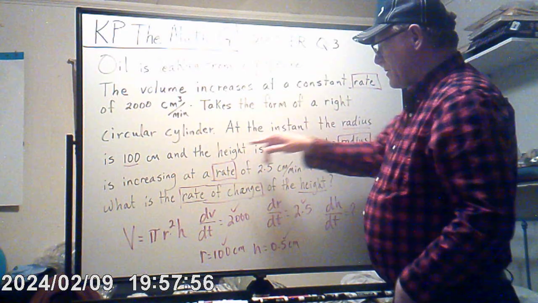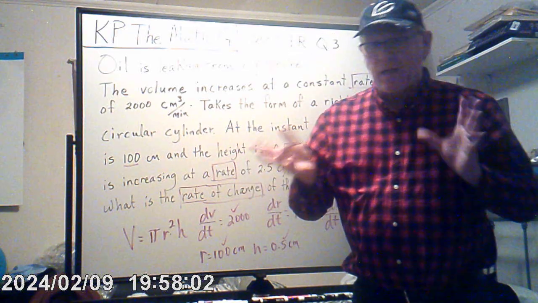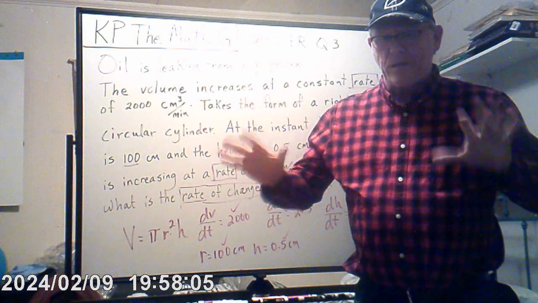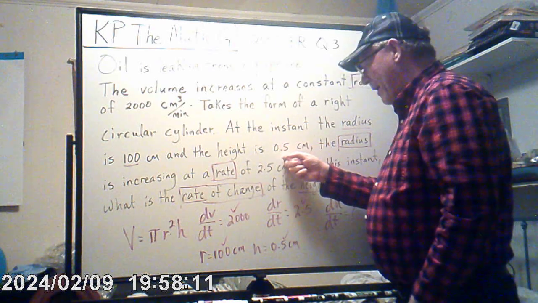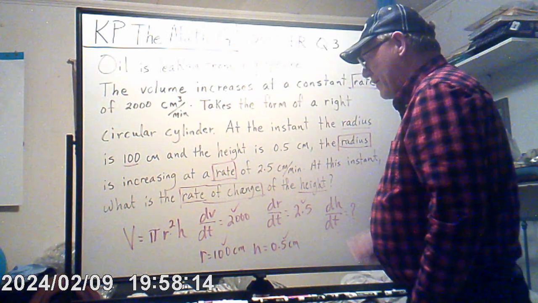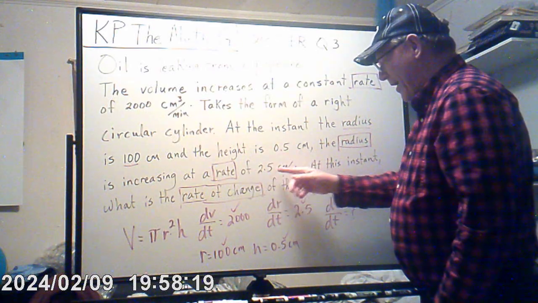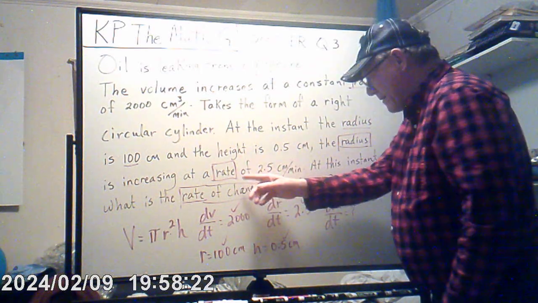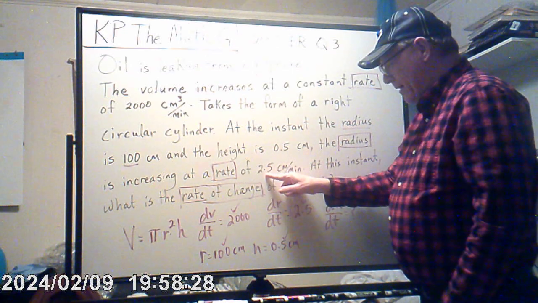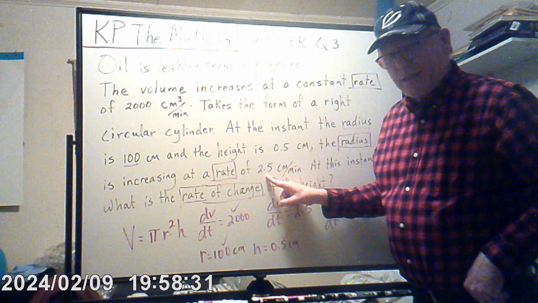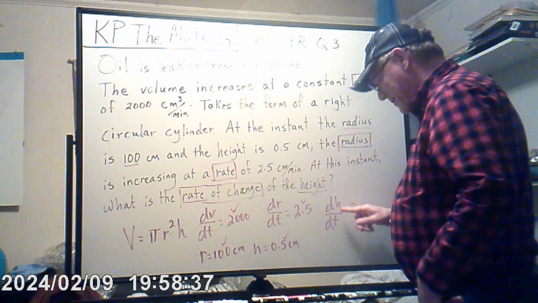It takes the form of a right circular cylinder. At the instant, the radius is 100, so r is equal to 100 at that instant. The height at that instant is 0.5, or 1/2 centimeter. Then the radius is increasing at a constant rate of 2.5 centimeters per minute. What is that the rate of? The radius. There is your dr over dt right there. What is the rate of change of the height? That's dH over dt.